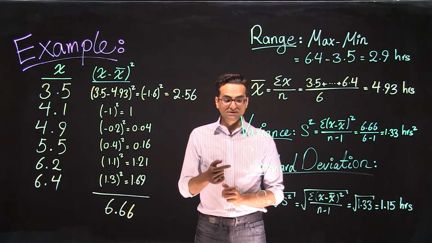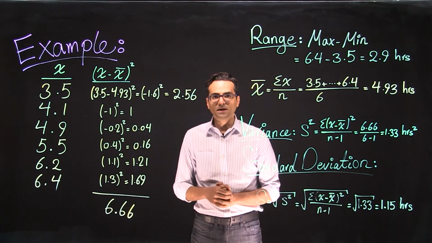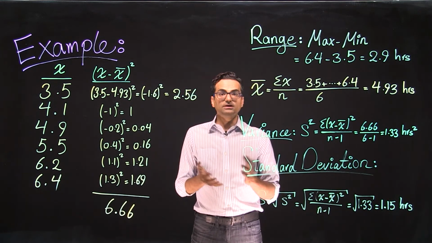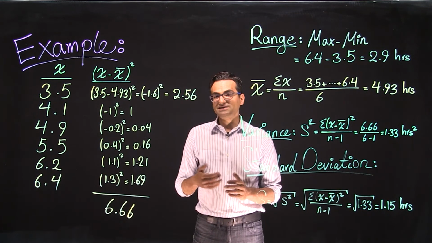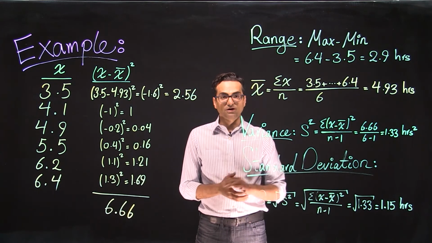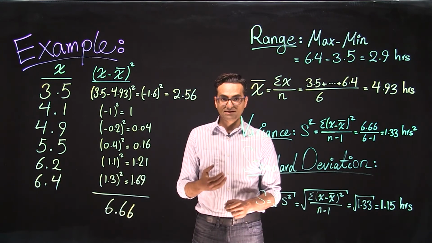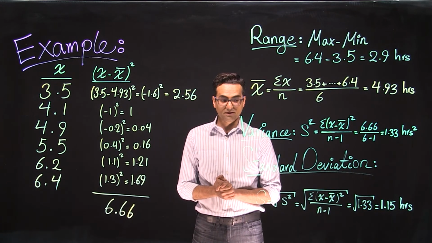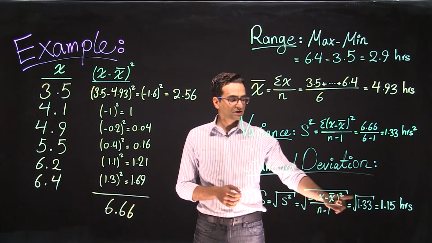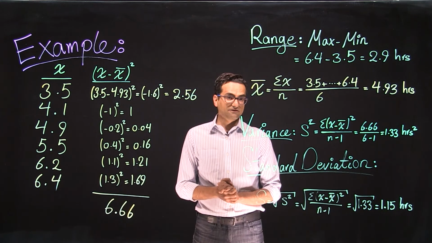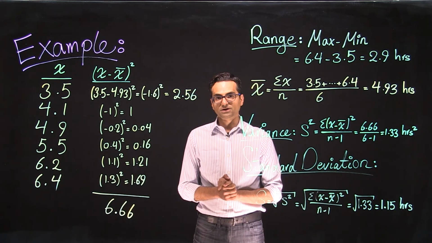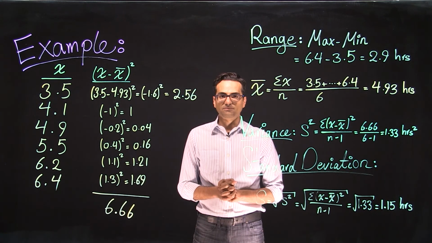The last step of this process is the standard deviation. If you recall from our previous video, I don't really have a direct formula to calculate a standard deviation. It is basically the square root of the variance. So s, the symbol for standard deviation, is equal to the square root of s squared, or the square root of 1.33, and the value here is going to be 1.15 hours. That's the standard deviation of my data set.